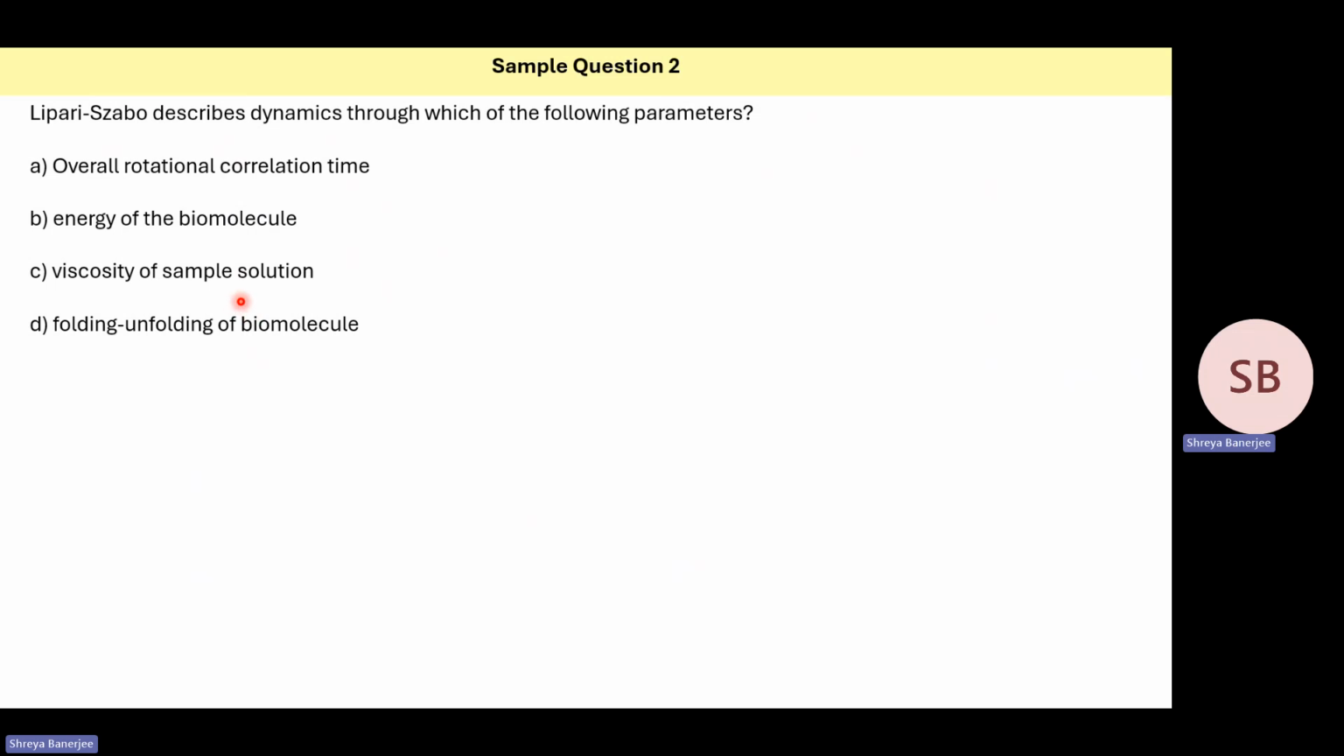Then you have this saying, Lipari-Szabo describes dynamics through which of the following parameters?